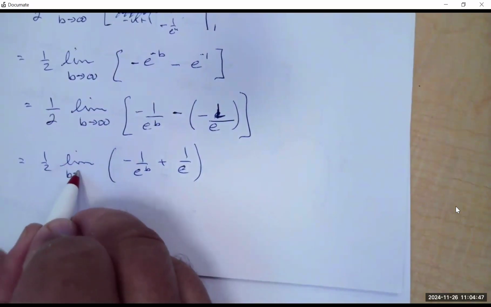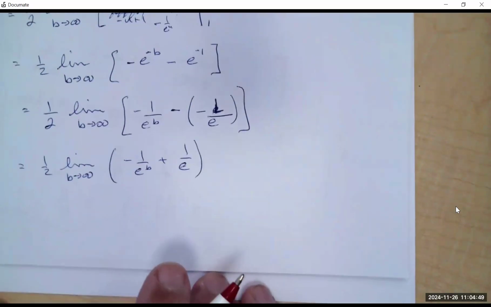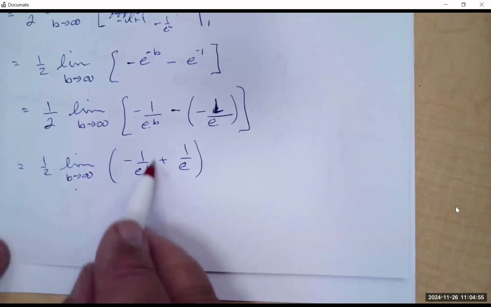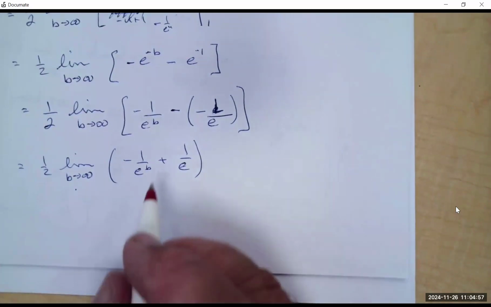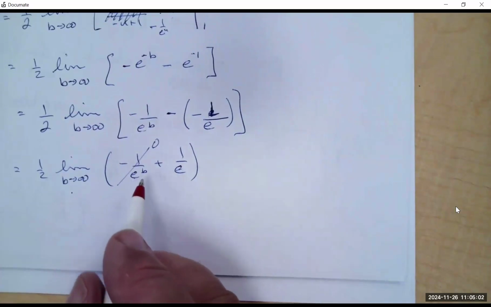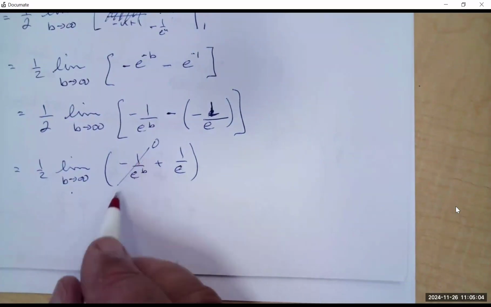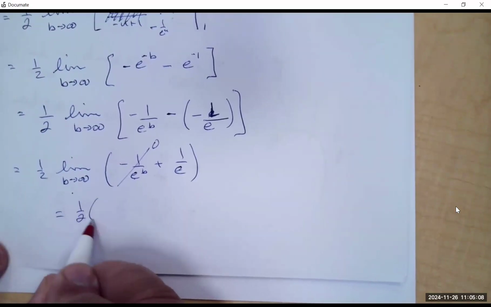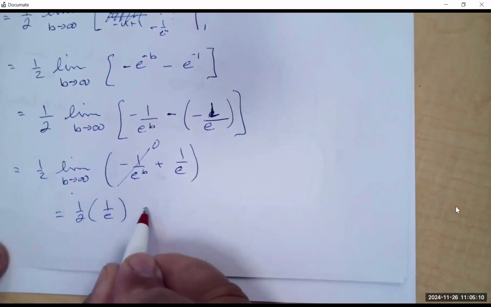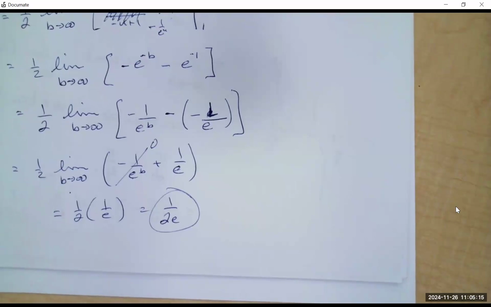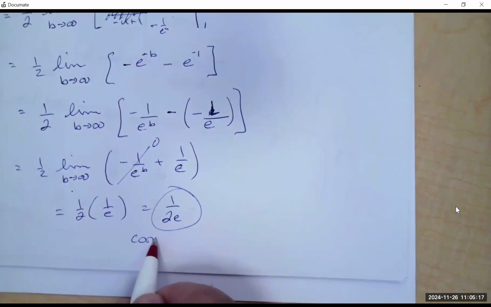As b goes to infinity, what happens to e to the b? It goes to 0 because e is 2.7. As b goes to infinity, that goes to 0. So we're left with 1/2 times 1 over e, which makes it 1 over 2e. So it converges.